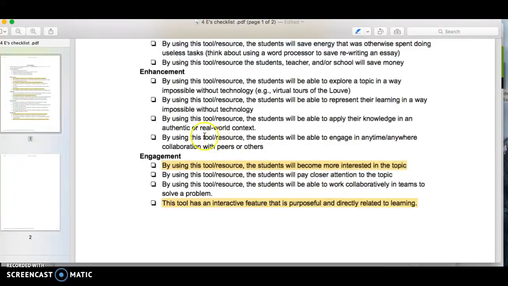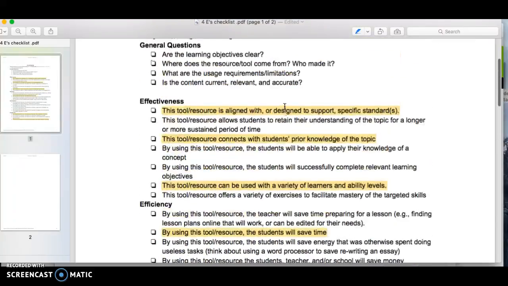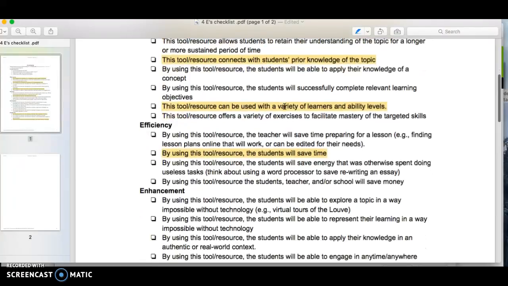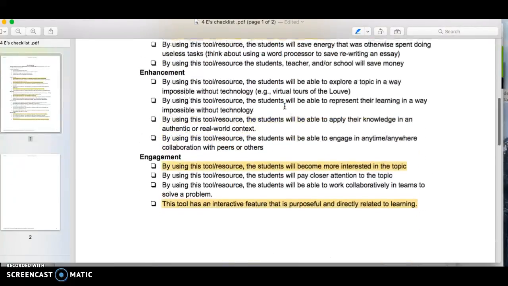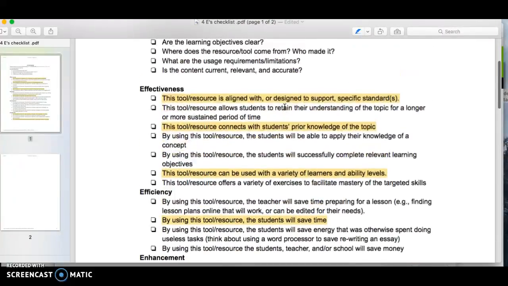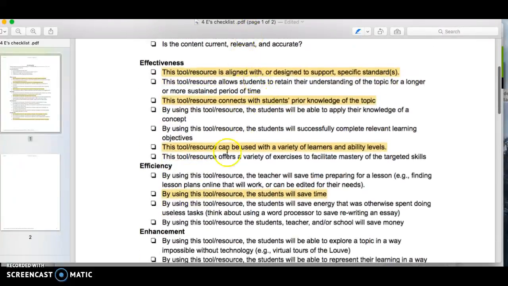Enhancement, it's not so much a real world connection, so I wouldn't say it falls into that category, but the effectiveness, efficiency, and engagement all apply to this resource. So I think it's really helpful in the classroom.